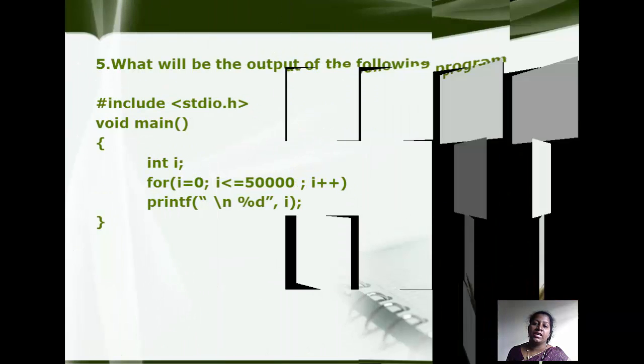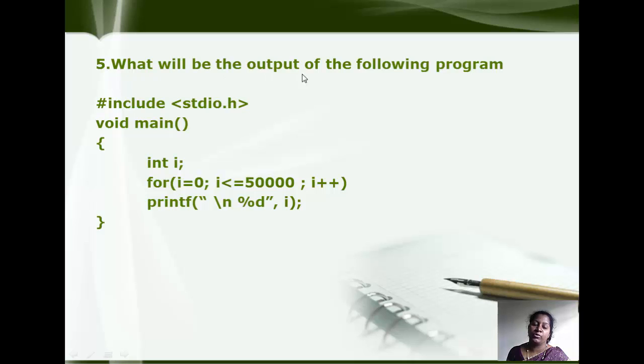What will be the output of the following program? We have a C code here. I've declared an integer variable I, and I have a for loop here, and this for loop runs from I is equal to 0 to I less than or equal to 50,000, and the value of I is incremented, and I'll be printing the value of I. So what will be the output of this program?